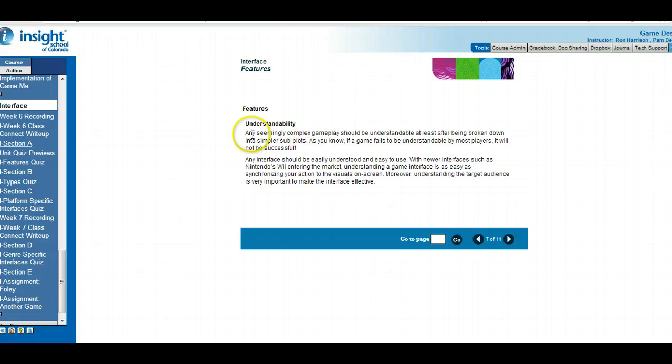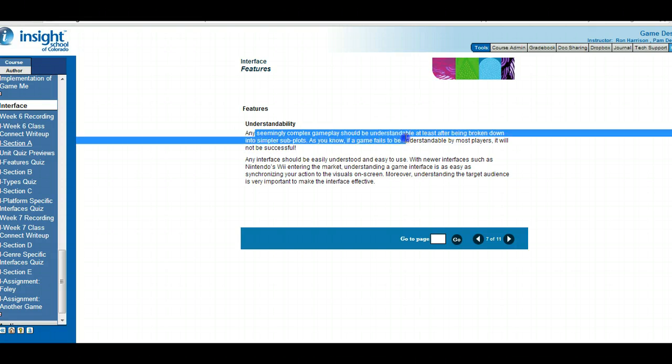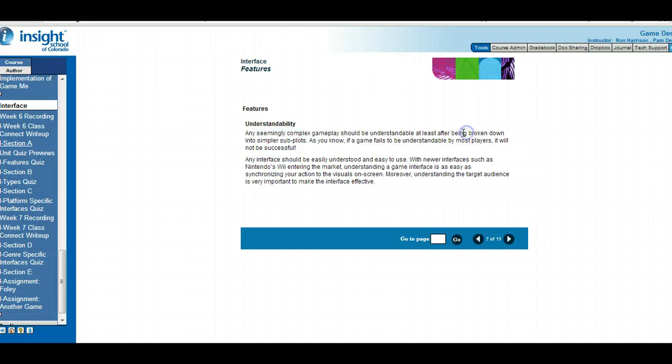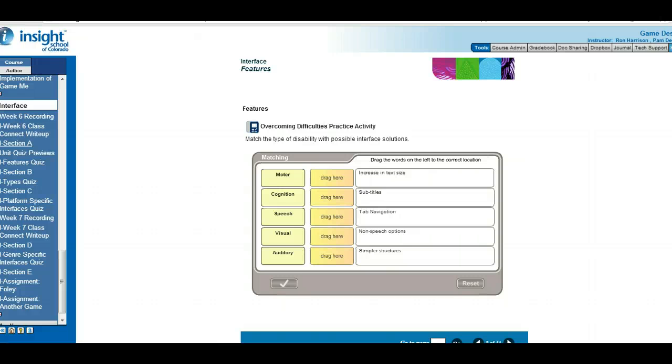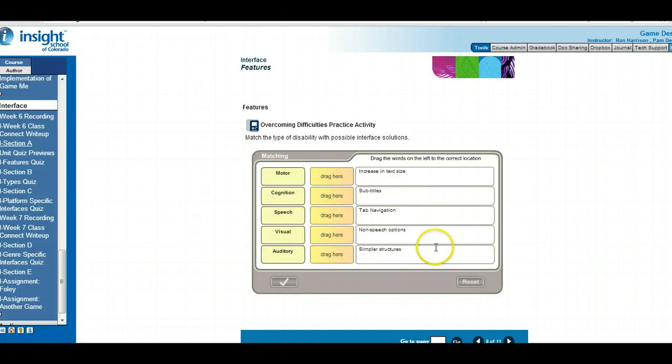Understandability. Any seemingly complex gameplay should be understandable and broken down into simpler subplots. That way most players are going to enjoy playing the game. So a game has to be understandable or it won't be successful. So any interface should be easily understood, easy to use, and this talks about Wii and how they're making their games much more easily understood. So here's a little features activity, so go ahead and go through that, see what you know.